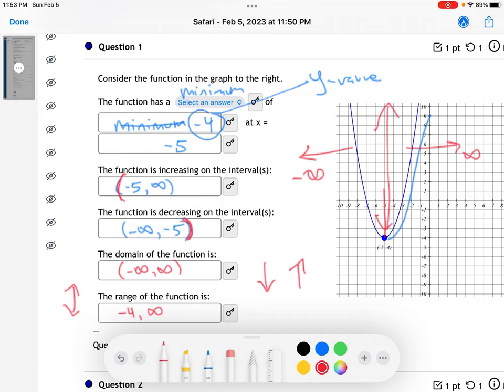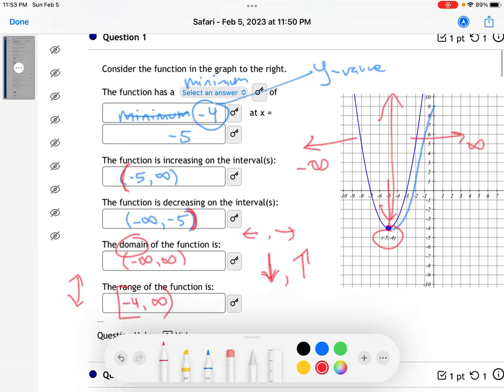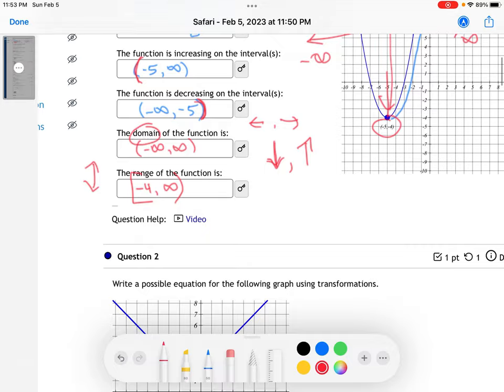All right, now for the brackets. Infinity always takes a rounded bracket. What about that -4? Well, we know for a fact it will reach -4, and so we're going to do a square bracket right there. Okay, so again, domain is how far to the left, comma, how far to the right. Range is how far down, comma, how far up. Okay, and then, that's it for that one.